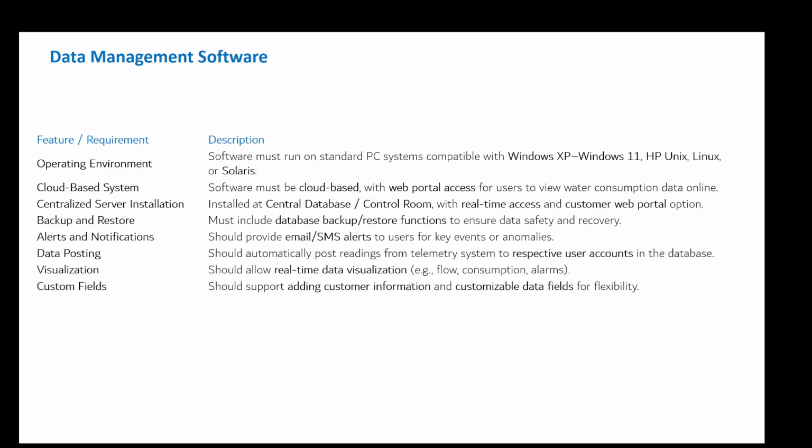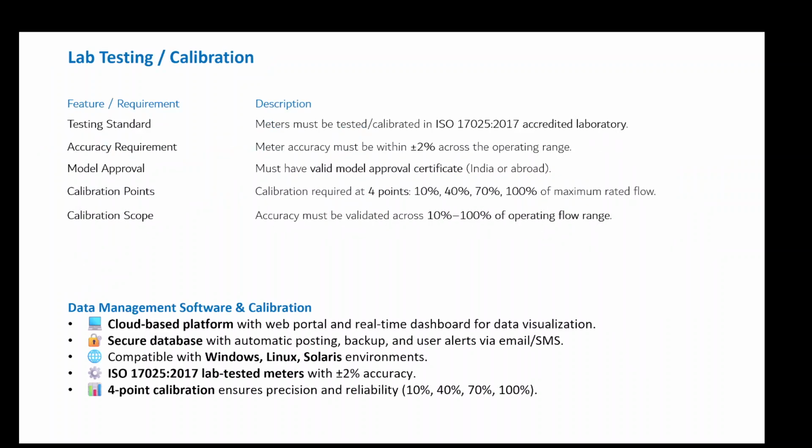And then the lab testing. The meter must be tested and calibrated as per the norms. Accuracy requirement, already mentioned, is plus minus 2% across the operating range. Model approval: it must have a valid model approval certificate, India or outside. Calibration points required are 4, at 10%, 40%, 70%, and 100% of maximum flow rate. Accuracy must be validated across 10 to 100% of the operating flow range.